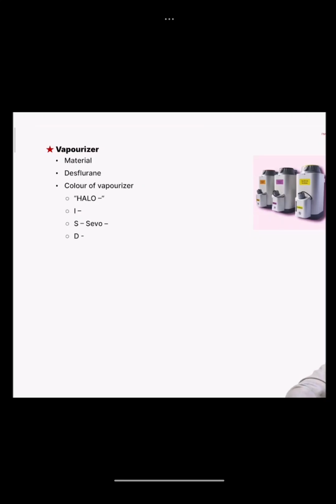Next part of the machine is the vaporizer. Vaporizer is a device that stores liquid inhalational agent. So what is the material the vaporizer is made up of? The vaporizer is made up of a material which is called copper.